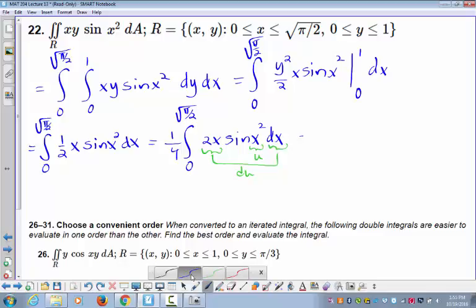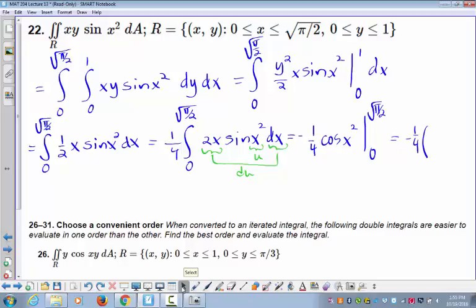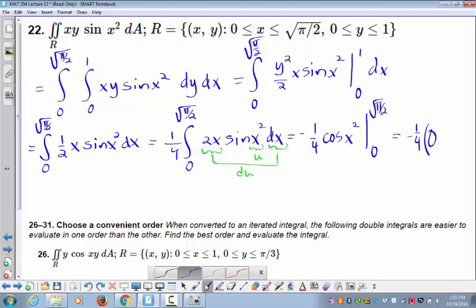And that integrates. Integral of sine is minus cosine. So we're going to have minus 1/4 cosine of x squared, 0 to root pi over 2. So that's minus 1/4 times cosine of pi over 2, 0. Oops. 0 minus cosine of 0. We end up with a 4th.